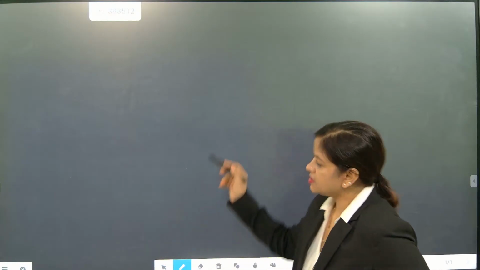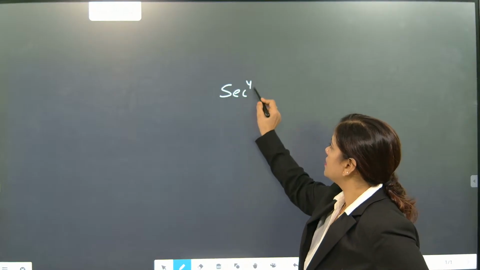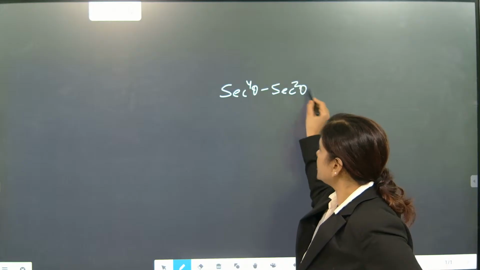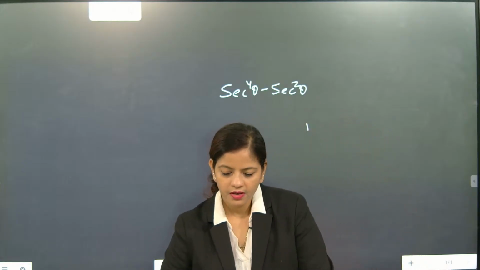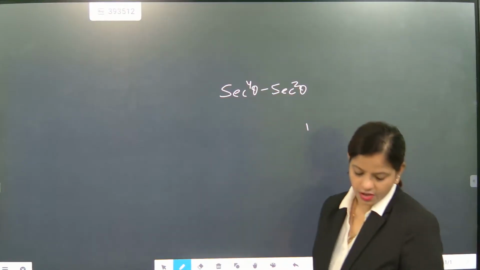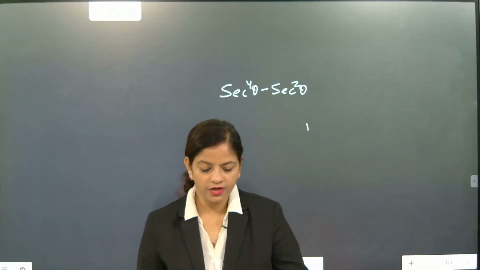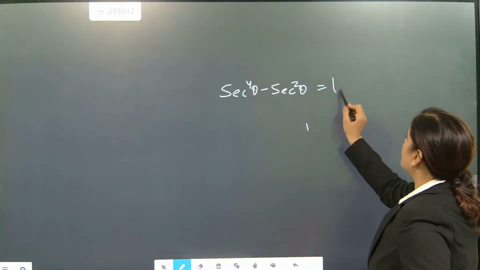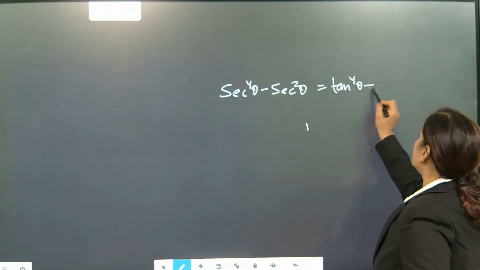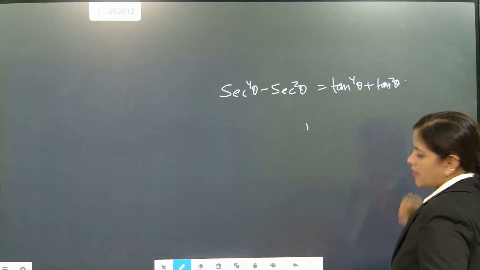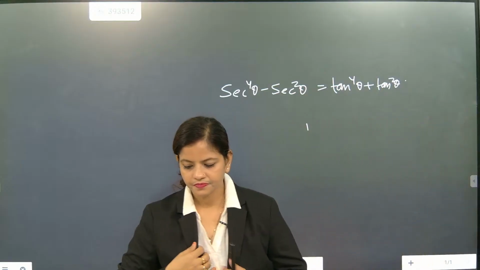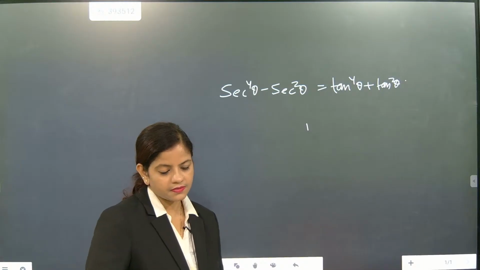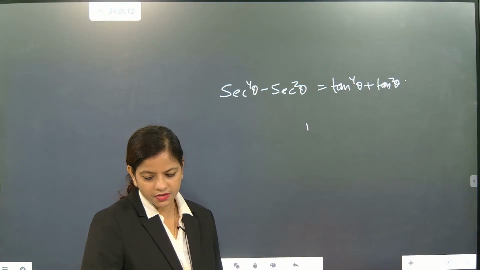So now write this question: secant 4 theta minus secant square theta equals tan 4 theta plus tan square theta. Try to solve this question. Come on, go for it, please.